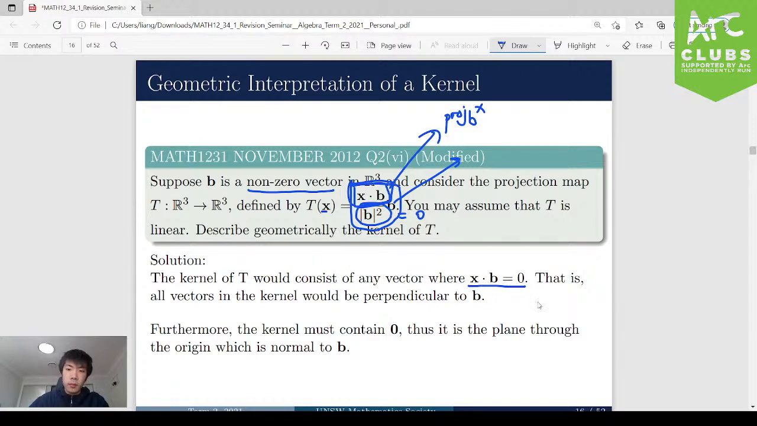But what does the dot product mean geometrically? It means that your x, whatever x it may be, is always perpendicular to this fixed vector b. Recall that if your dot product is 0, it means that you're perpendicular or orthogonal. So that means the kernel would be all vectors that are perpendicular to your fixed vector b.